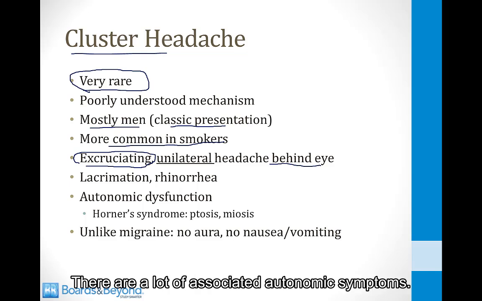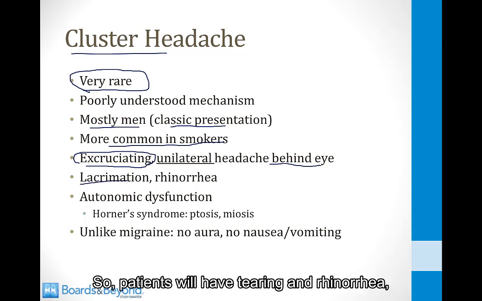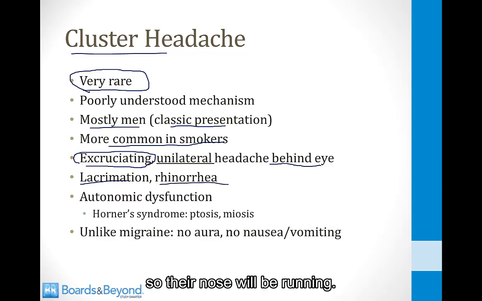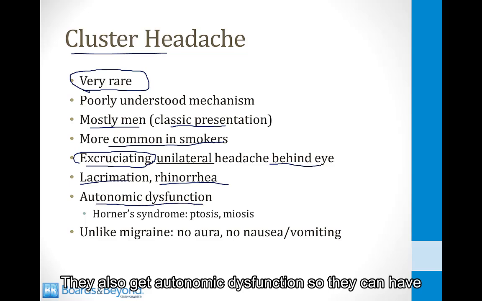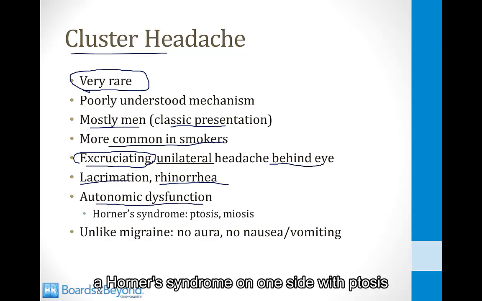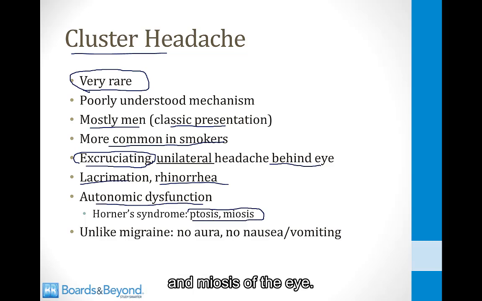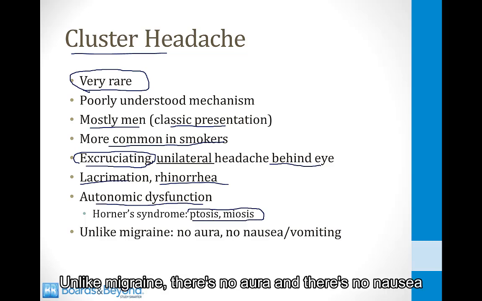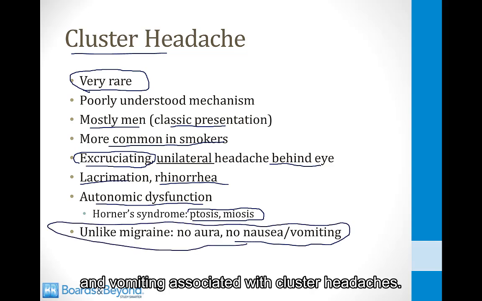There are a lot of associated autonomic symptoms, so patients will have tearing and rhinorrhea, so their nose will be running. They also get autonomic dysfunction, so they can have a Horner syndrome on one side, with ptosis and miosis of the eye. Unlike migraine, there's no aura and there's no nausea and vomiting associated with cluster headaches.